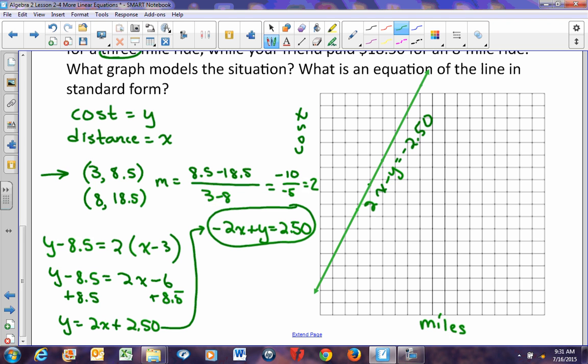So there's the graph that models the situation. There's the equation in standard form. And we could interpret it further so that you can determine how much it's going to cost depending on how many miles you drove.